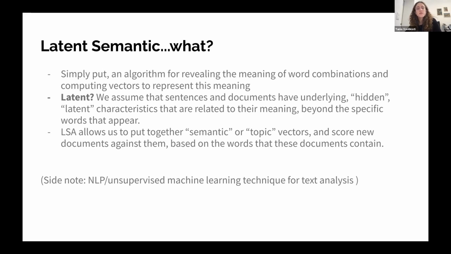So going from human language, the text that we see as a sentence or a paragraph or a whole page or book, to the domain of numbers, where we can represent this in a numerical vector. It's called latent because we assume that these topics are hidden and we're trying to surface them. So they're topics that are beyond just one or two different word frequencies. And finally, with LSA, we can put together these semantic or topic vectors instead of simply word count vectors. Perhaps this sounds very generic, so I'm going to show some examples in a second. And just as a side note, this is a text processing technique in NLP, but it's also, generally speaking, an unsupervised machine learning mechanism.